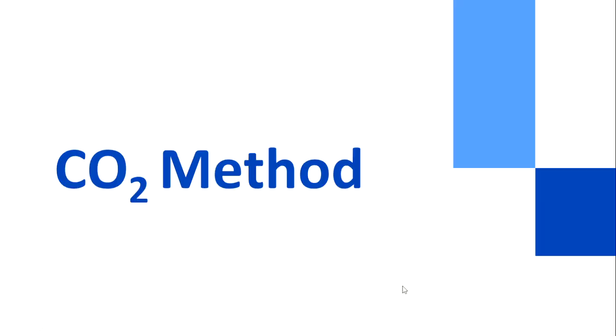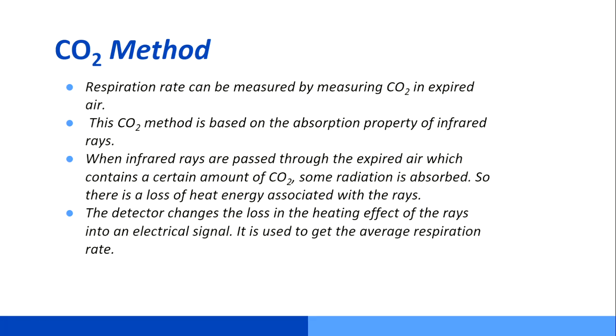And the next thing is the CO2 method. Respiration can be measured by measuring CO2 in the expired air. It is based on the absorption property of infrared rays. When infrared rays are passed through the expired air, some radiation is absorbed by the carbon dioxide it contains. So there is a loss of heat energy associated with the rays, and the detector changes the heat energy into an electrical signal, which is used to get the average respiration rate.